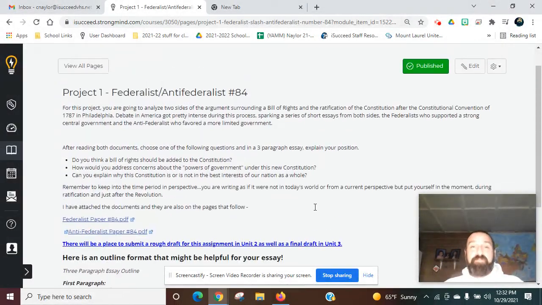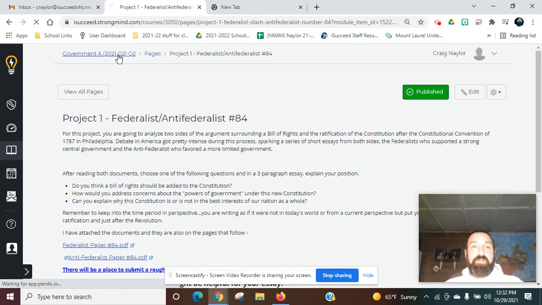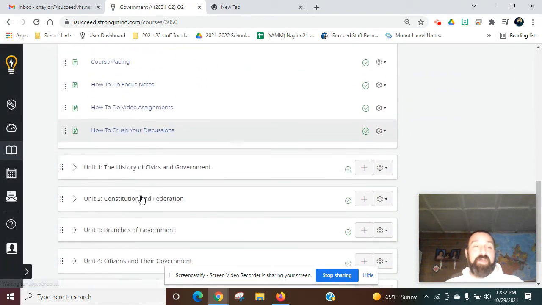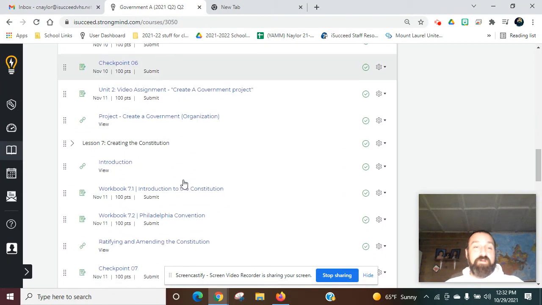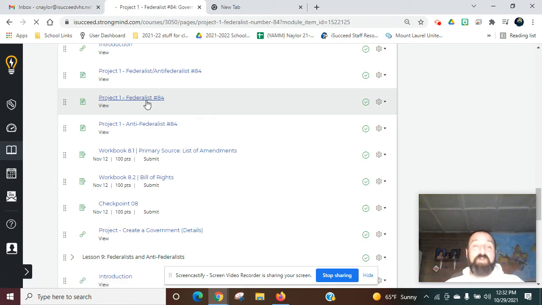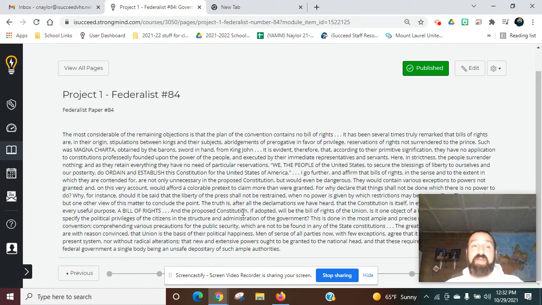All right, I'm going to go back to the module, and this is going to take a second, so hang with me. You'll see when you come to that page, there's Federalist 84, and it's the actual text of that Federalist Paper 84. Right there, and that's the next page too. It shows the other part if you don't want to download it and you just want to read it here.